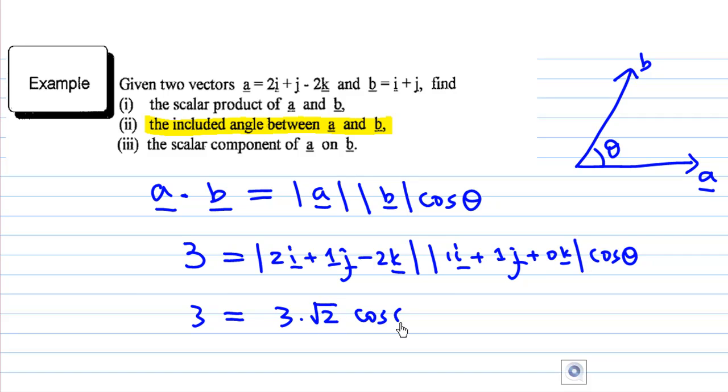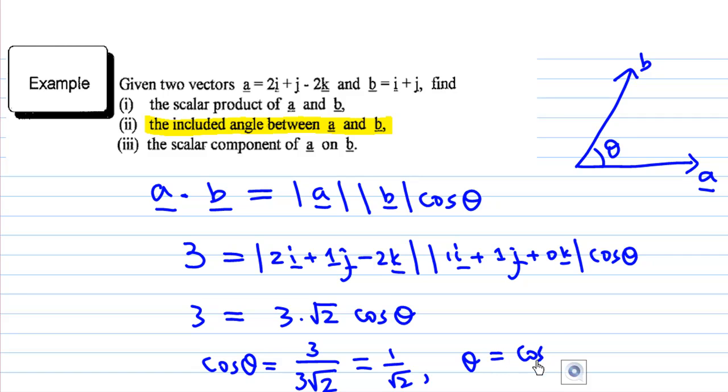Cosine theta then follows. So from here, I know cosine theta is 3 over 3 square root 2, or 1 over square root 2. So you press the calculator, you find that theta is equal to cosine inverse of 1 over square root 2. And this is 45 degrees, by pressing the calculator, or you remember the value.